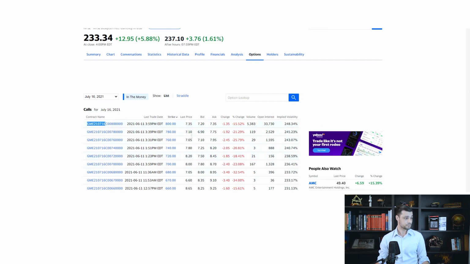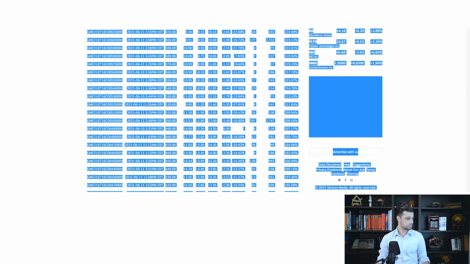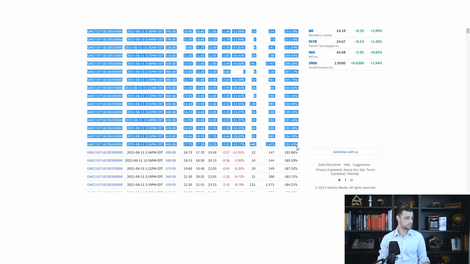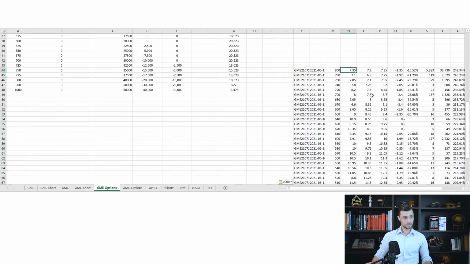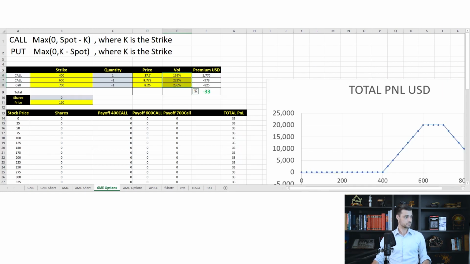So here, I'm taking this data. I'm going to do this with you guys up to the 400 strike. Copy, paste. This is not an average, it is the last trading price, but what I want to have is the average between the bid and the ask. Then here my VLOOKUP needs to go. All right, so here we go.